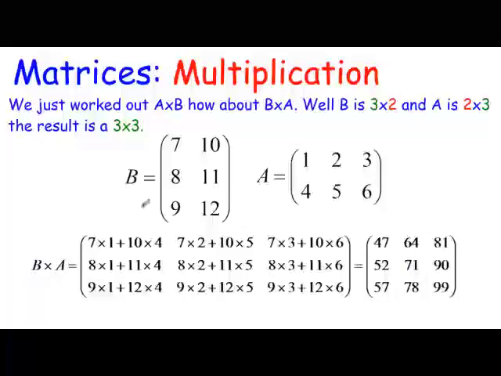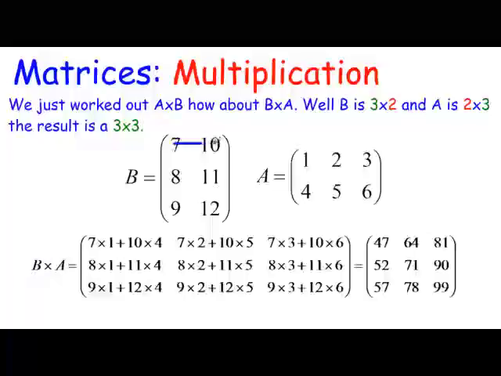Now, we're going to pour. Let's have a look. We're going to pour the first row down the first column. So it's 7 by 1 plus 10 by 4, which is 47. That's easy enough. And that's in row 1, column 1.